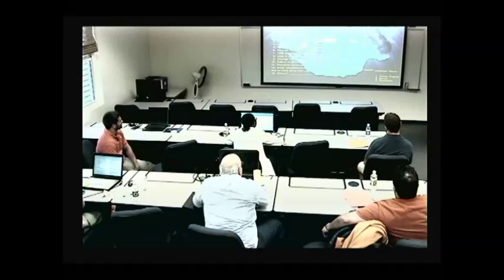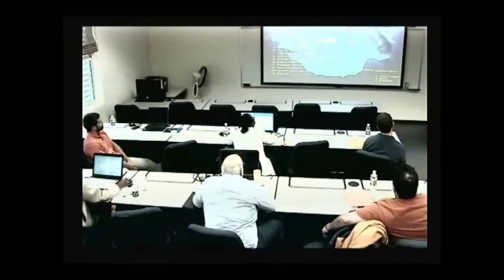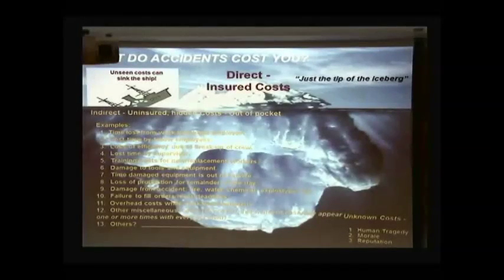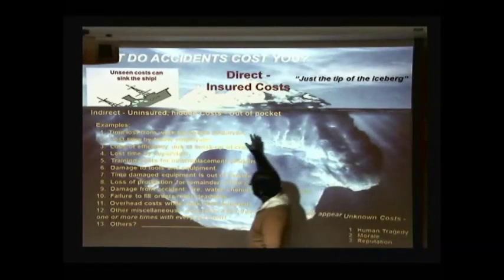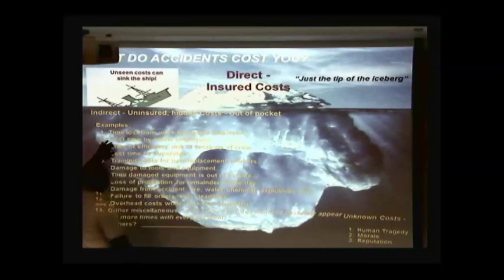All right. Most of you have seen a picture similar to this one, where the direct cost is what you see, but under that there is a lot of cost that's hidden. You have loss of time, productivity, people going around to see what happened.